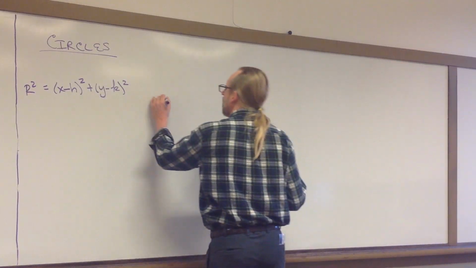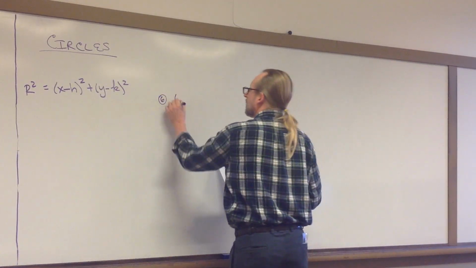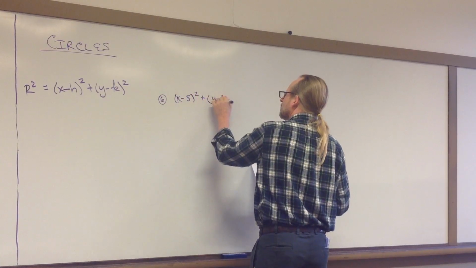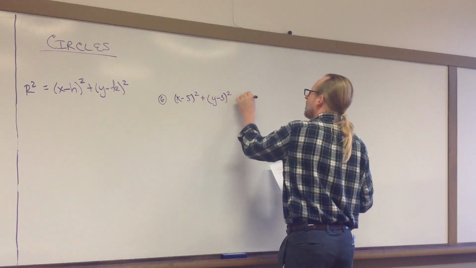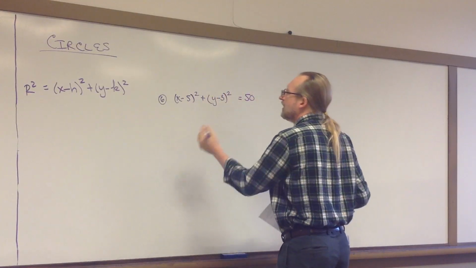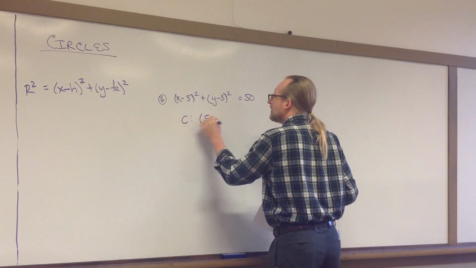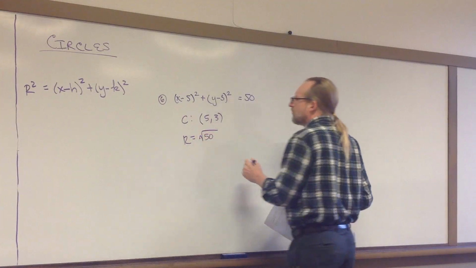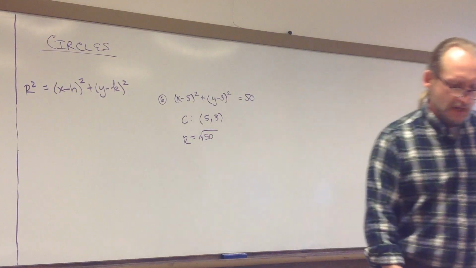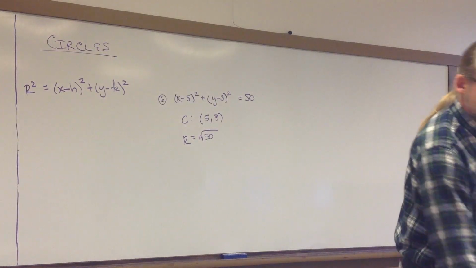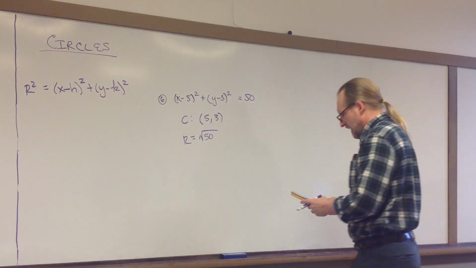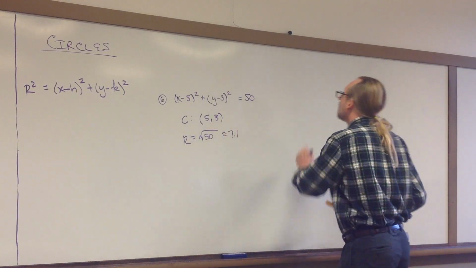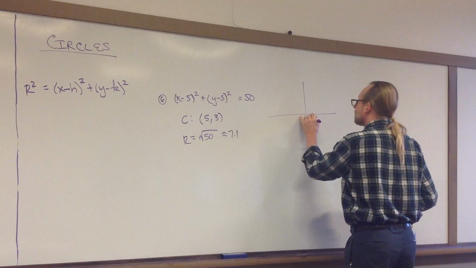Problem 6. See here, (x minus 5) all squared plus (y minus 3) all squared equals 50. Okay, so the center for this circle is the point 5, 3, and our radius is the square root of 50, which is going to be just a little bit more than 7, right? Because 7 squared is 49. So this is going to be about 7.1. Okay? And so what is that going to look like?